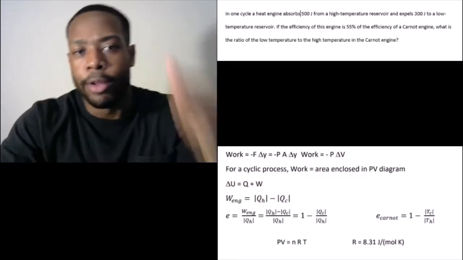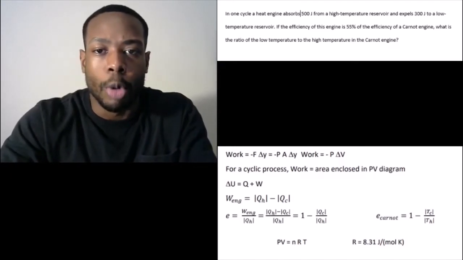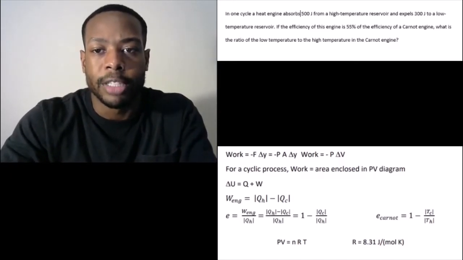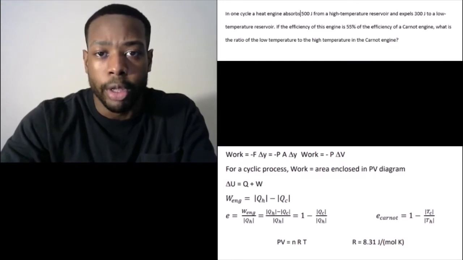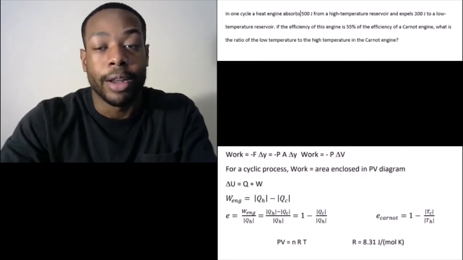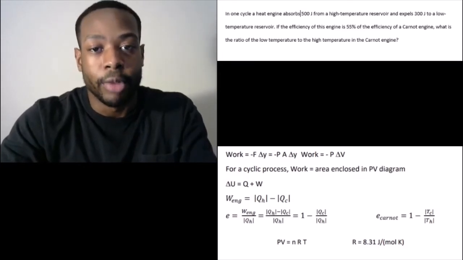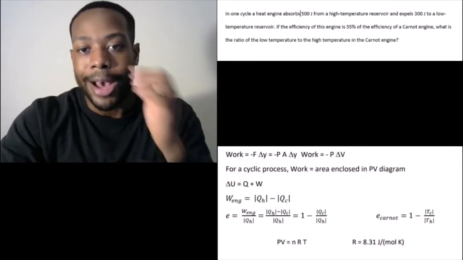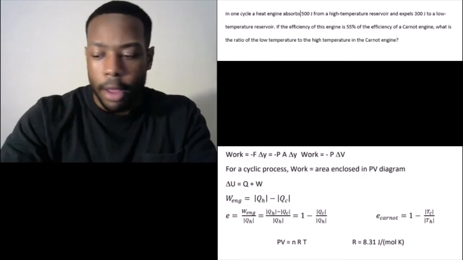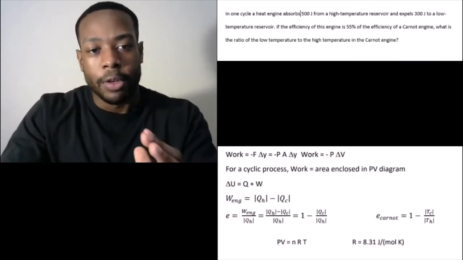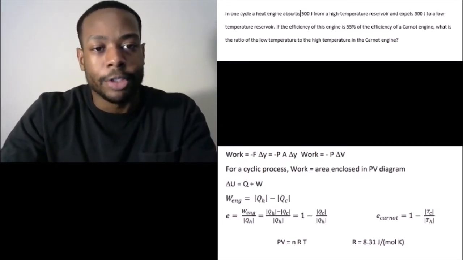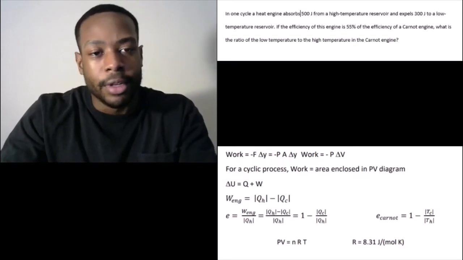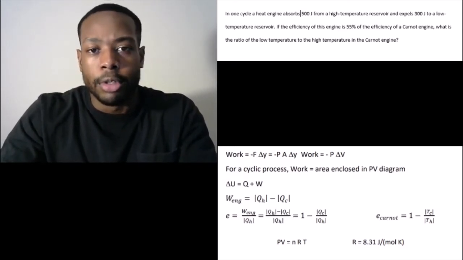Here we've got, in one cycle, a heat engine absorbs 500 joules from a high temperature reservoir and expels 300 joules to a low temperature reservoir. If the efficiency of this engine is 55% of the efficiency of a Carnot engine, what is the ratio of the low temperature to the high temperature in the Carnot engine? Just build on the last few we've done. Again, not super math intensive. You just want to know a little bit of algebra and you can do this with little to no trouble.